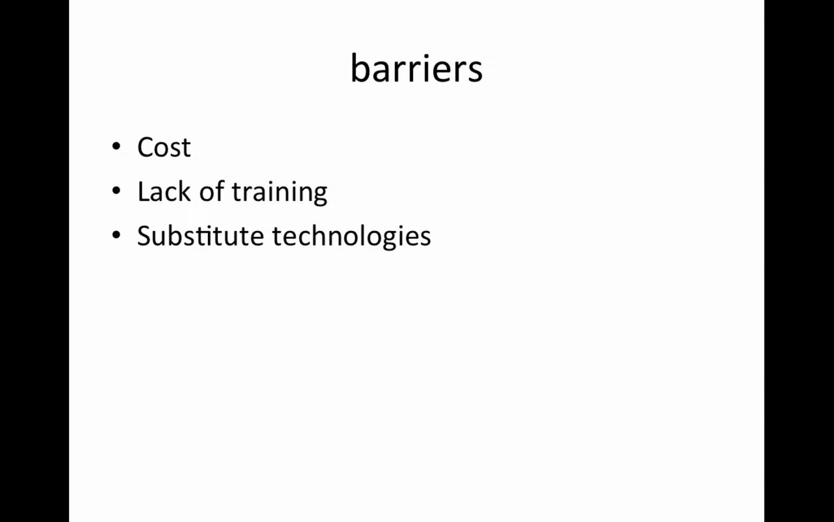Substitute technologies means that small companies who can't afford that much money can go for other tools or technologies which have almost the same features. As I told before, EnCase is a high-cost product, so small companies can't afford that much, and instead they can go for other tools like FTK or other tools which cost less. But they all give the same features. So these are the three barriers.